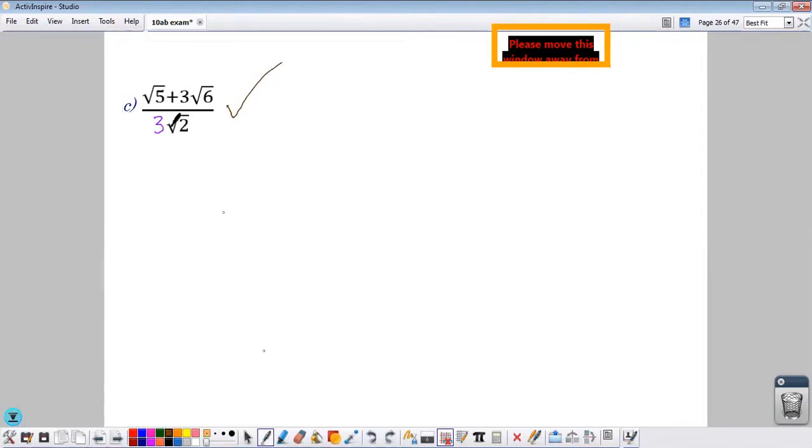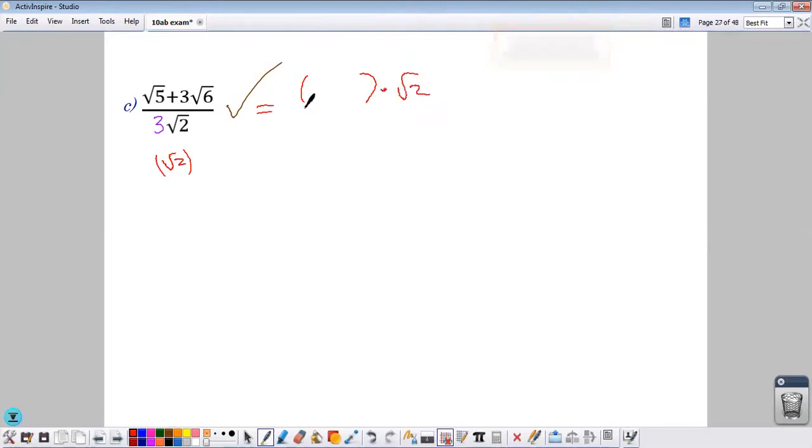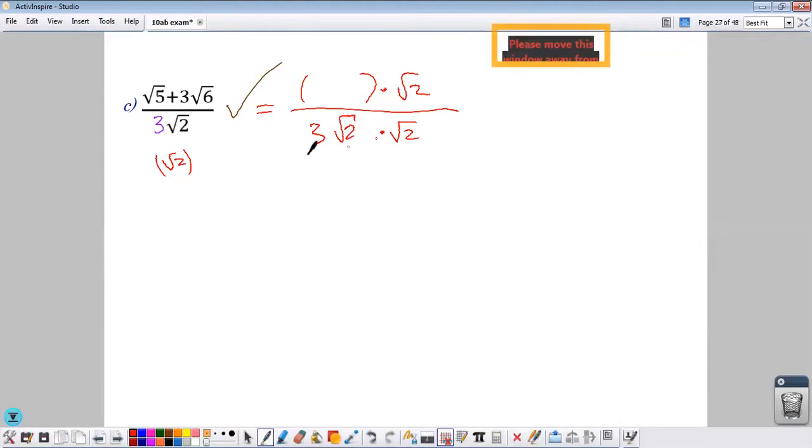So we don't want a square root in the denominator. If there is a single number over there, we only multiply up and down by the square root part of this thing. So the upper part with parentheses times square root 2, and the denominator times square root 2. We will do times square root 2 for both places. So here we have 3 square root 2 times square root 2. In the numerator we have square root 5 plus 3 square root of 6.